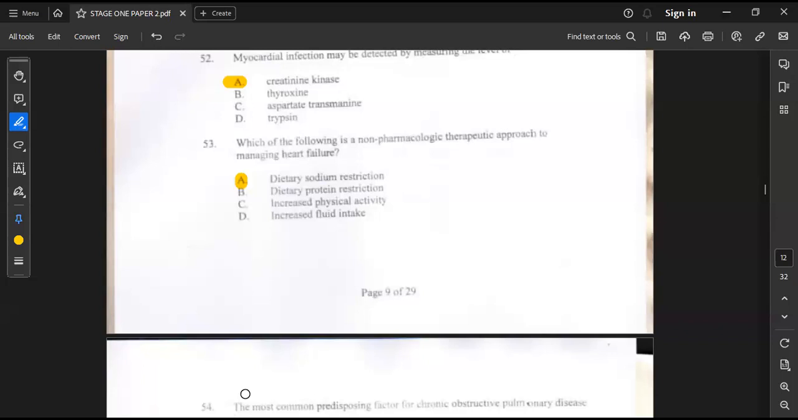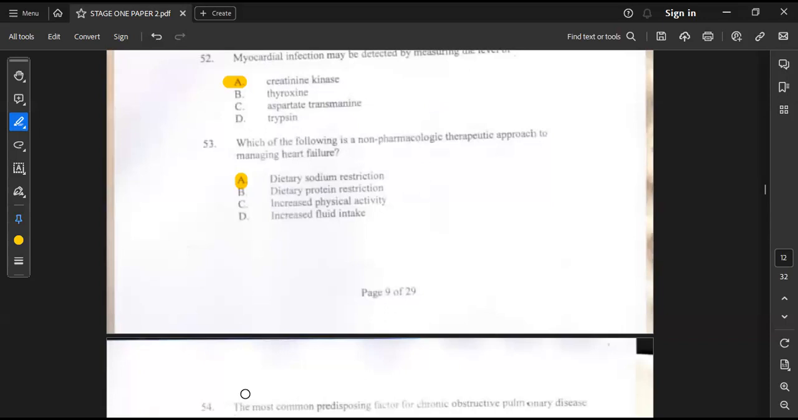Anyone else? I think you exhausted the non-pharmacological. Okay, for the pharmacological treatment of heart failure, it depends on what stage the patient is on. If it's stage A, where the patient can do physical activity without getting any symptoms, they can be given either ACE inhibitors or ARBs.